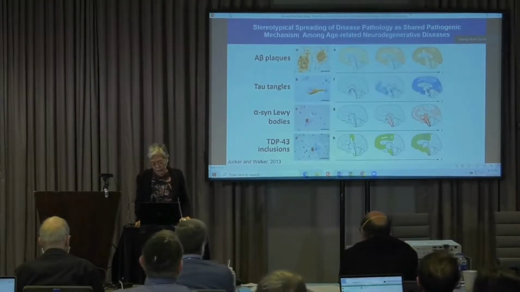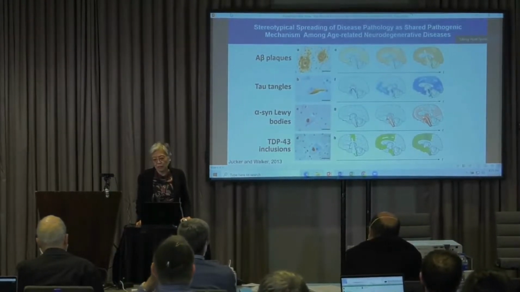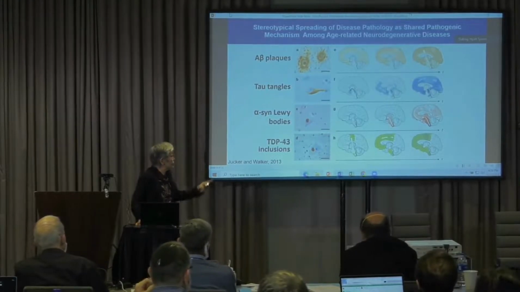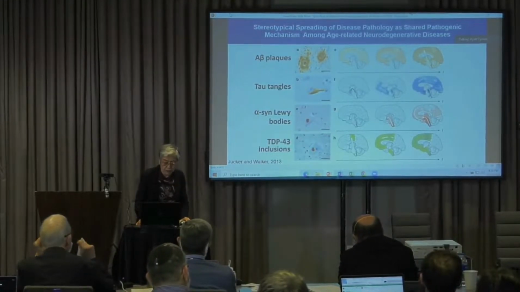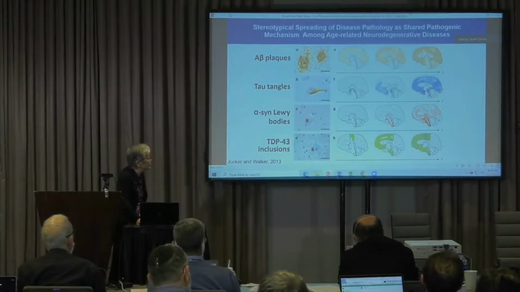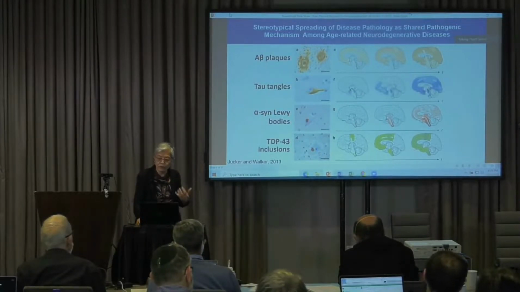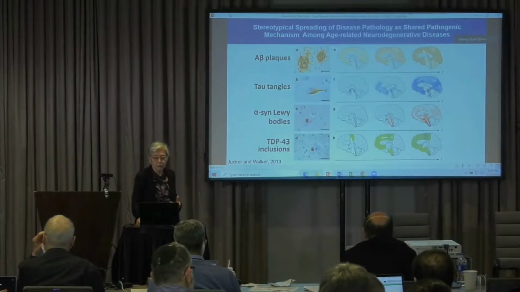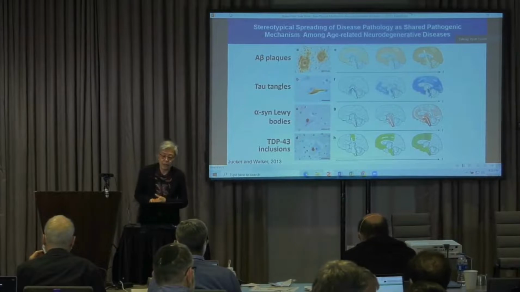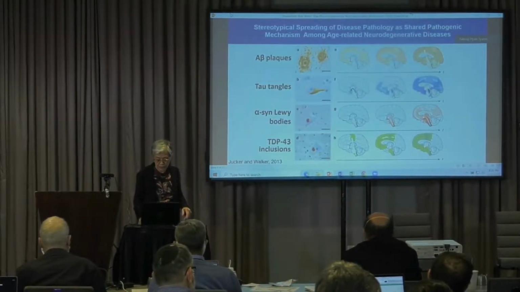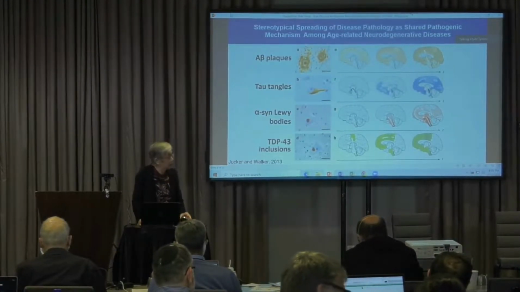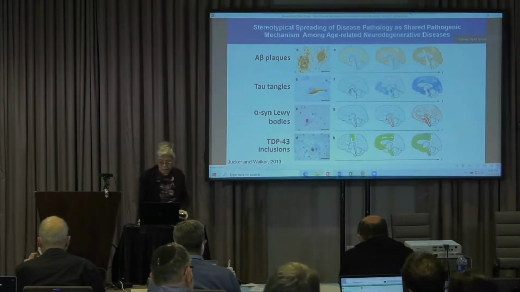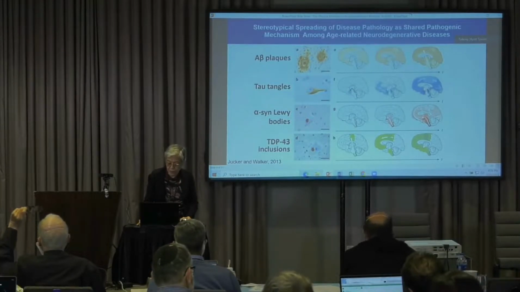The other thing we need to consider when we try to model human disease is, what do we know about the progression of the disease? You can see this slide coming out of a review, but it was originally Braak's idea that all the different neurodegenerative disease proteins undergo stereotypical spreading, with a shared pathogenic mechanism among these different diseases. So today, what I'd like to do is to focus on tau tangles and alpha-synuclein Lewy bodies.